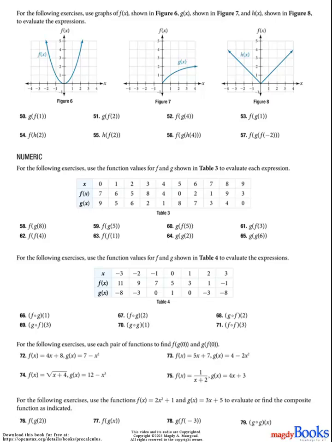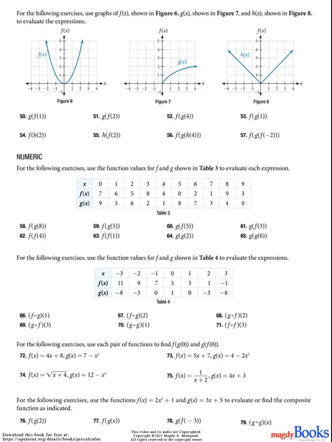74. f(x) = √(x + 4), g(x) = 12 − x³. 75. f(x) = 1/(x + 2), g(x) = 4x + 3.